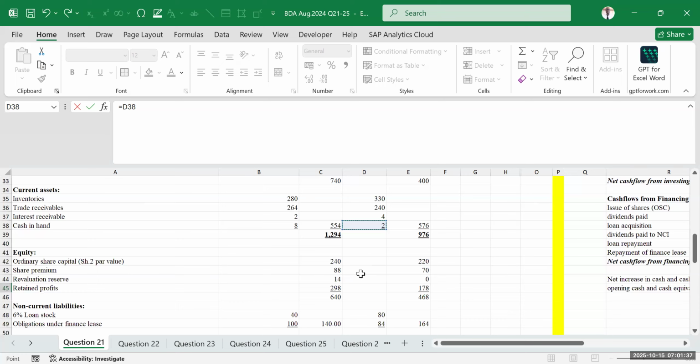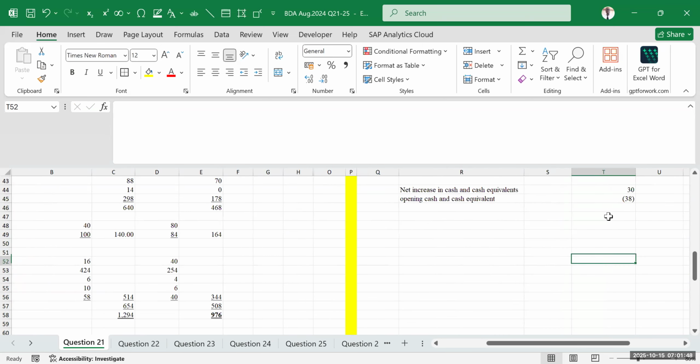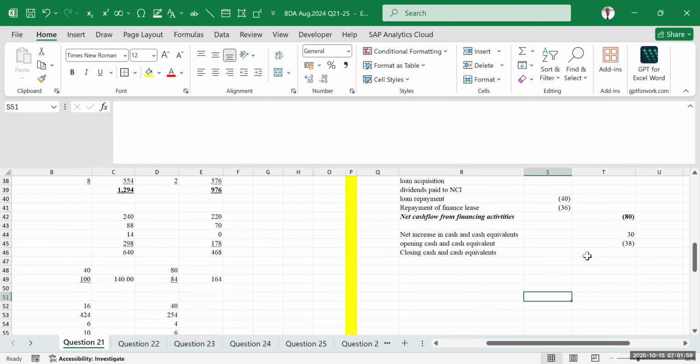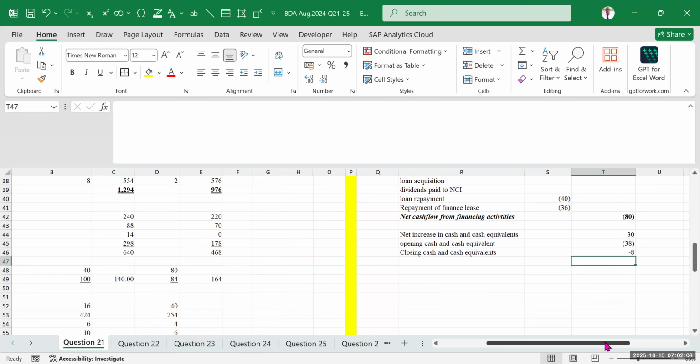Then we check if there were any overdraft facilities. For example, the bank overdraft is here. I can see there was 40. That was the bank overdraft. So the net effect is negative 38. You see that? Then that will give us the closing cash and cash equivalents. The closing cash and cash equivalents is just the net effect of the increase and this one here. Now we will compare and see if we are correct or wrong. Remember, there was something that we left hanging.